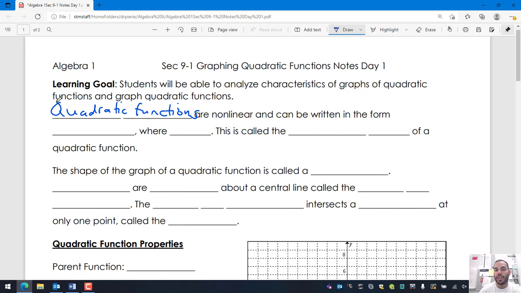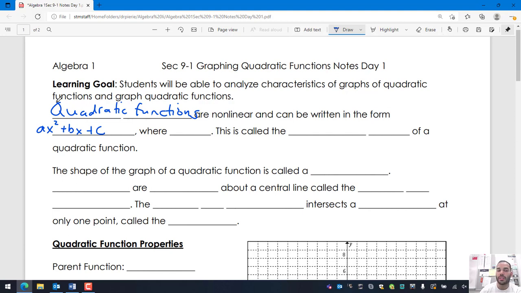straight lines. They're going to have a very unique shape to it. They're non-linear and can be written in the form. Here is what a quadratic function looks like. It's going to follow the format of ax squared plus bx plus c. So this is like the y equals mx plus b of this chapter. Things that look like ax squared plus bx plus c qualify as quadratic functions. If you see a symbol that is x squared, it is a quadratic function.